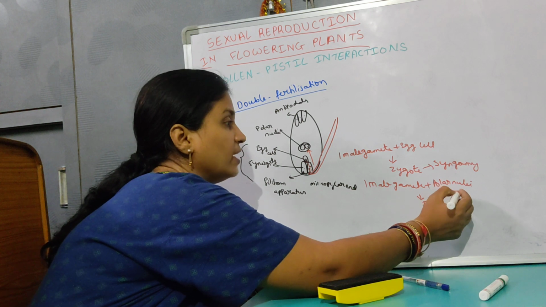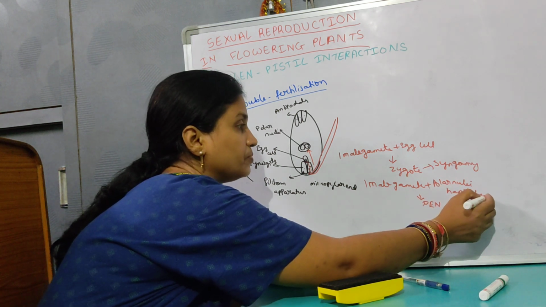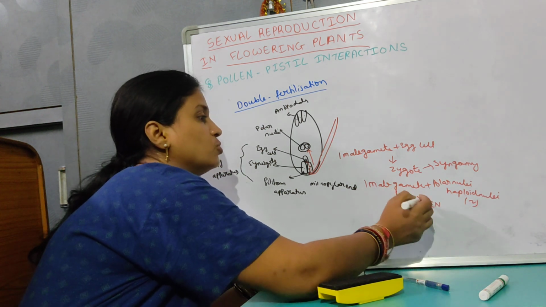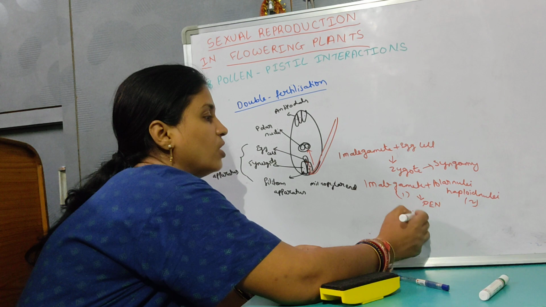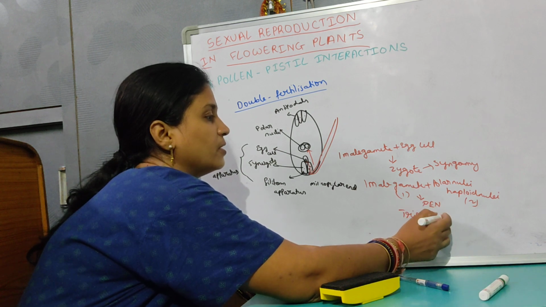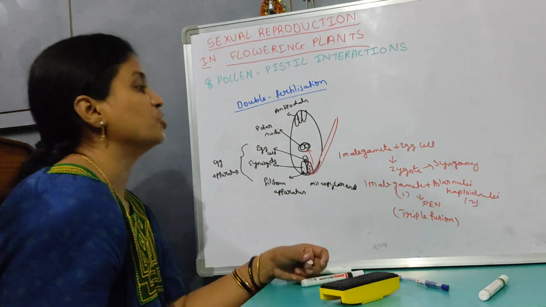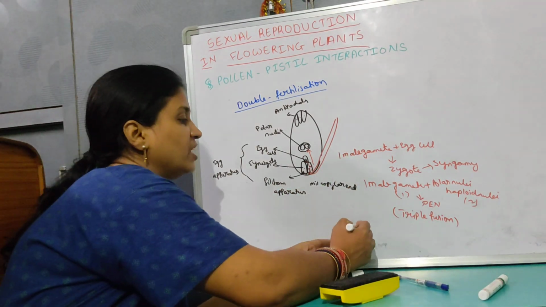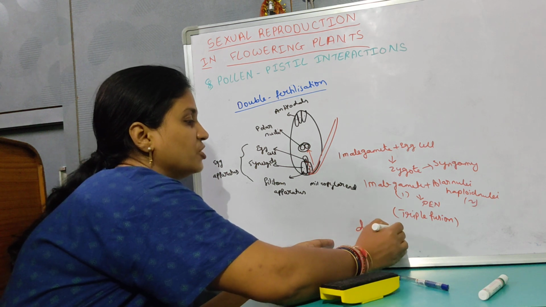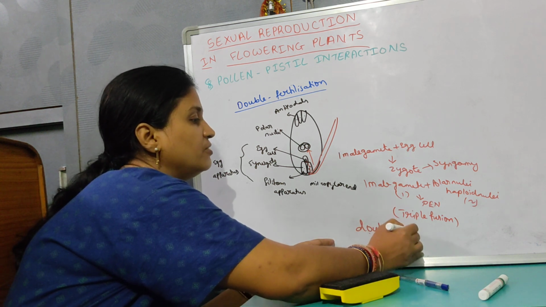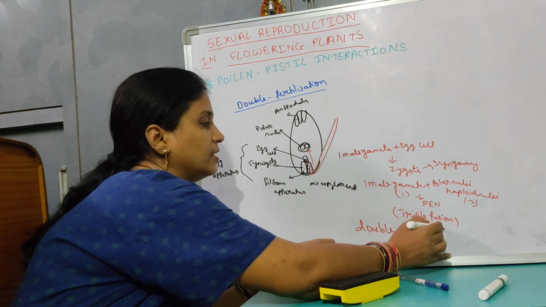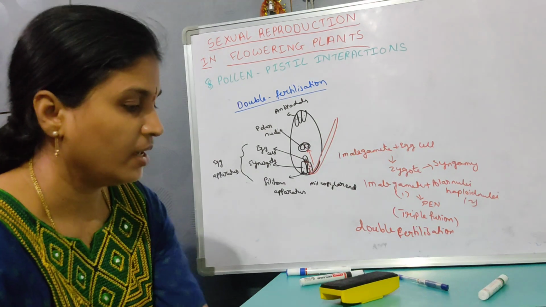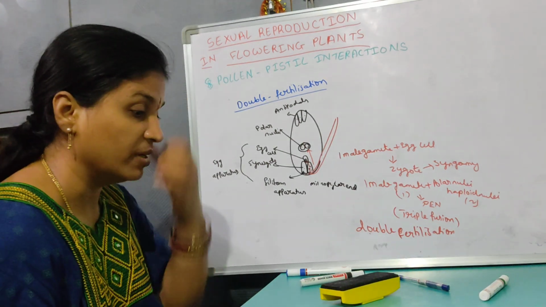These are haploid nuclei, which are 2 in number. So what is happening? 1 plus 2, triploid is formed. So this particular process is called triple fusion. As 2 male gametes are there, 2 fusions are occurring, such type of fertilization is called double fertilization. So in angiosperms, double fertilization is common.